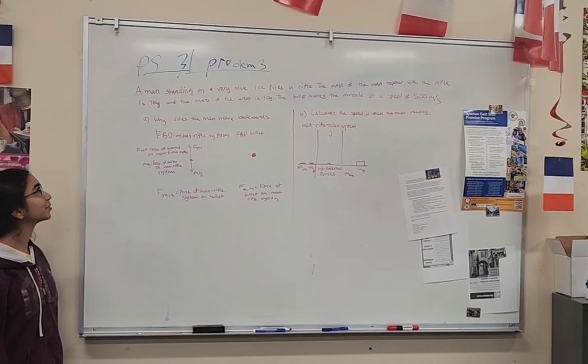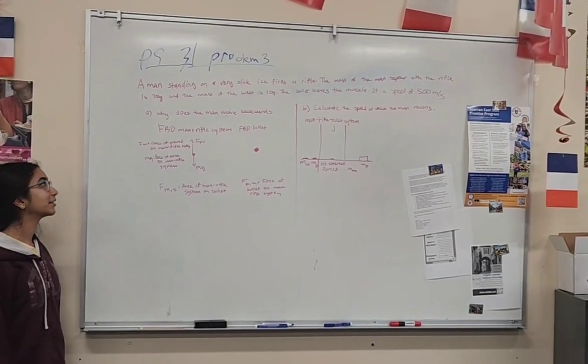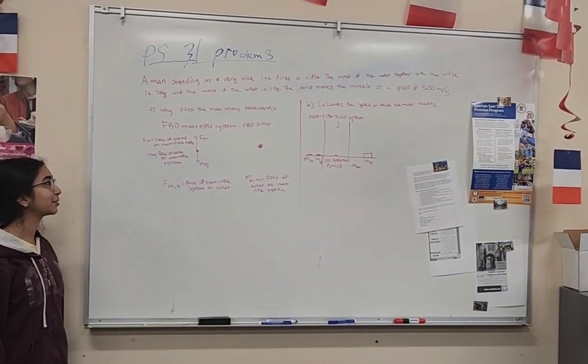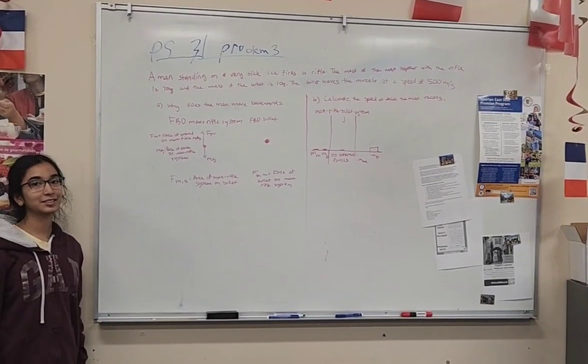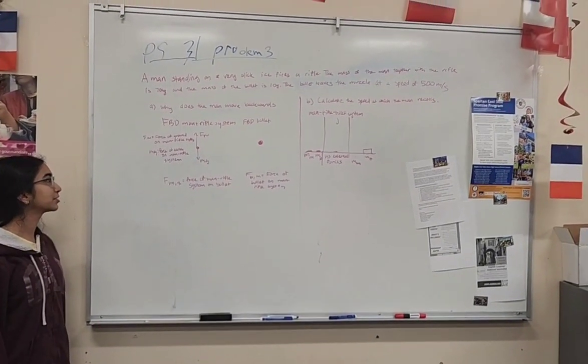Our problem is problem set 31, problem 3. The first part of this problem is: why does the man move backwards? There are two ways to justify this. One is using Newton's third law.